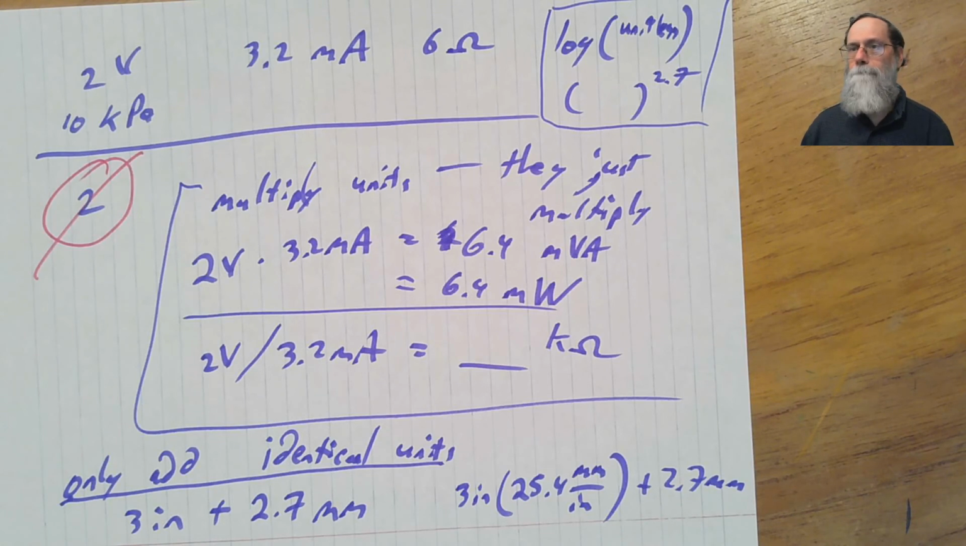Okay, that's really probably all there is to dimensional analysis, just sort of three simple rules. Multiply the units, only add things that have identical units, and only take logs or non-integer powers of things that are unitless.